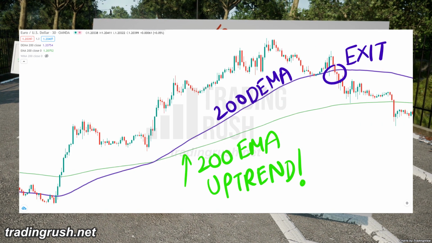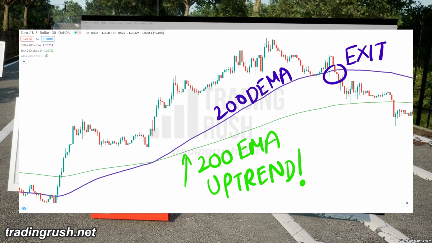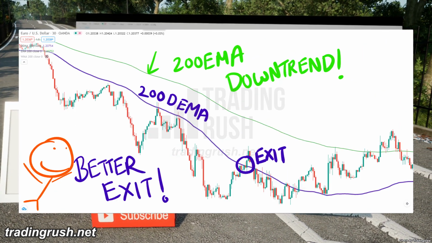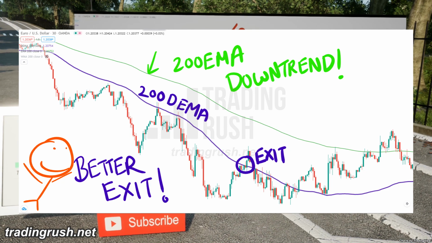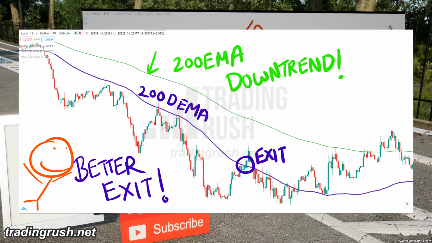When you are holding a long position, you can exit and book a profit when the price closes below the double exponential moving average. And you can book a profit on a short position when you see the price crossing and closing above the double exponential moving average.